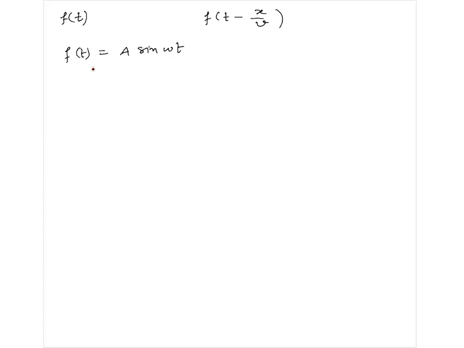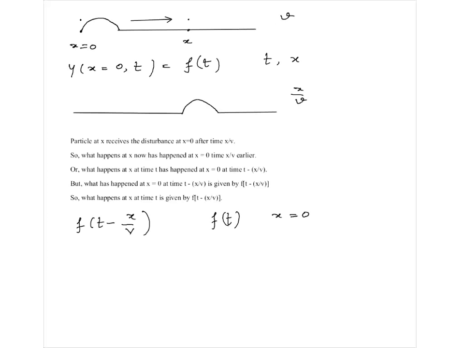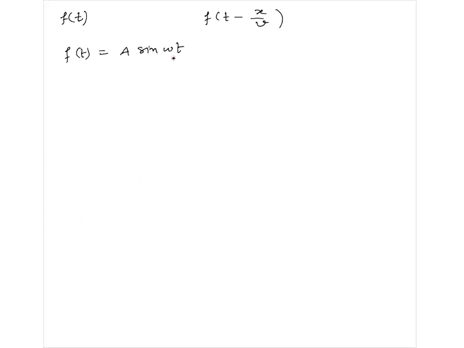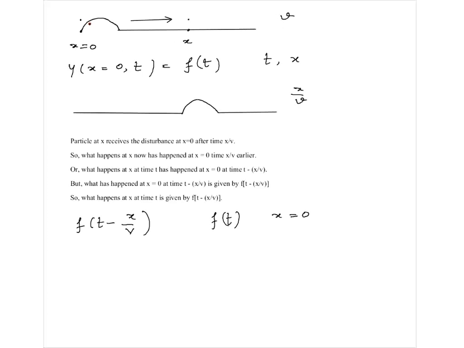This is nothing but SHM. So imagine that person is moving his hand up, down, up, down, up, down periodically. Basically, his hand is performing SHM. A sin omega t. And therefore, you don't have a pulse, but you have got a train sort of a thing.